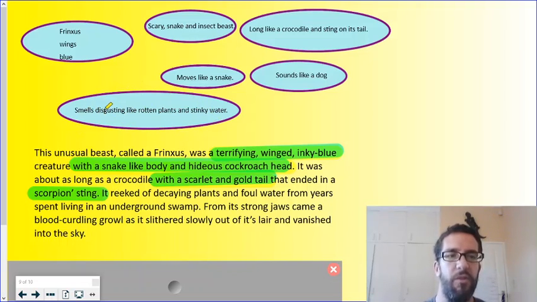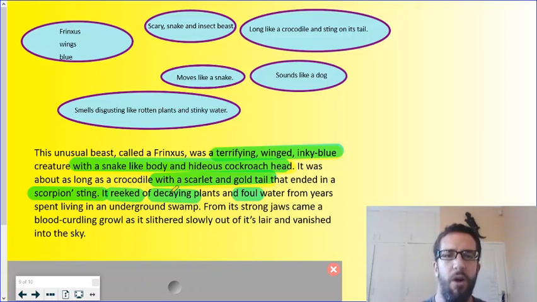Okay, so I said that it smells disgusting like rotten plants and stinky water. Again, I'm not going to stick with the words that I used in there. Remember, that was just a brainstorm. So instead of the word smells, I came up with the word reeked. And instead of rotten plants, I came up with the word decaying plants. Instead of stinky water, I came up with the word foul. Foul is also something smells foul. It smells disgusting. It doesn't smell nice at all.